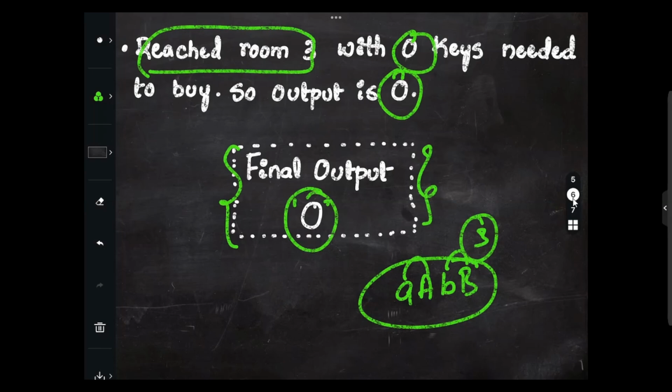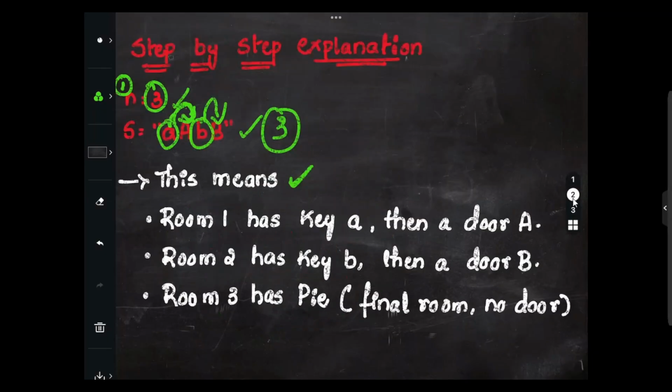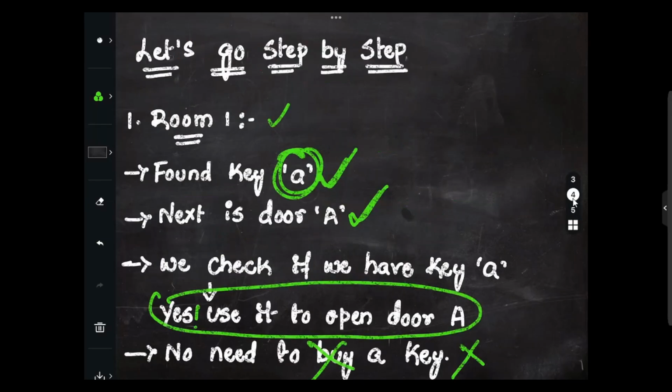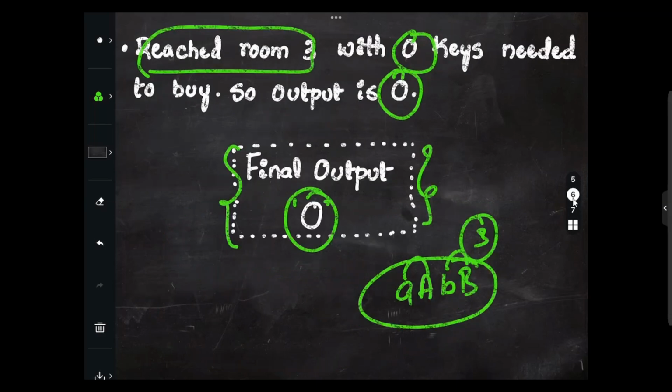So the output that we got here is 0, which is equivalent to the output that they have mentioned for example 1. So our approach works absolutely correct in this case. You can try the same thing for example 2 and example 3 with the approach that we have discussed, right? So I hope the approach part is completely clear now.